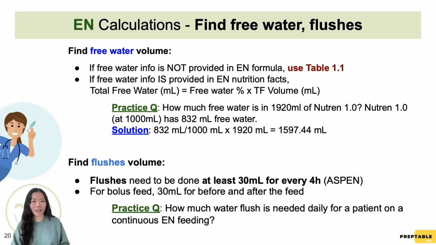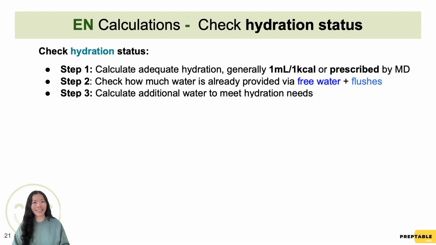How much water flush is needed daily for a patient on continuous EN feeding? Well, continuous feeding means he is likely getting fed for 24 hours a day. So 24 hours divided by every 4 hours times 30 milliliter is 180 milliliter. This patient would need at least 180 milliliter of water flush to prevent clogging.